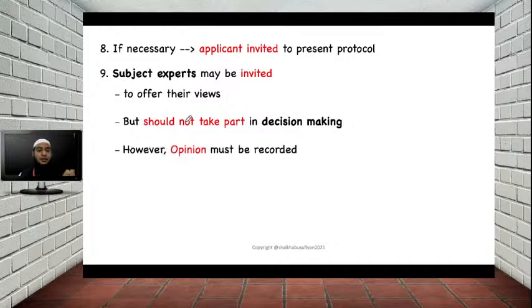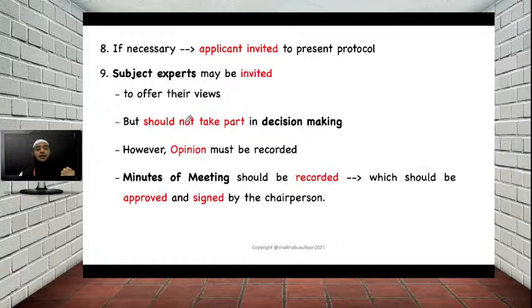Okay, next one. However, the opinion must be recorded. You must record their opinion. It is not like they are just giving an opinion. They are telling you that it may lead to some adverse effect in the future. So you cannot totally ignore their opinion. You must record their opinions, and by considering their opinion, you take the decision.